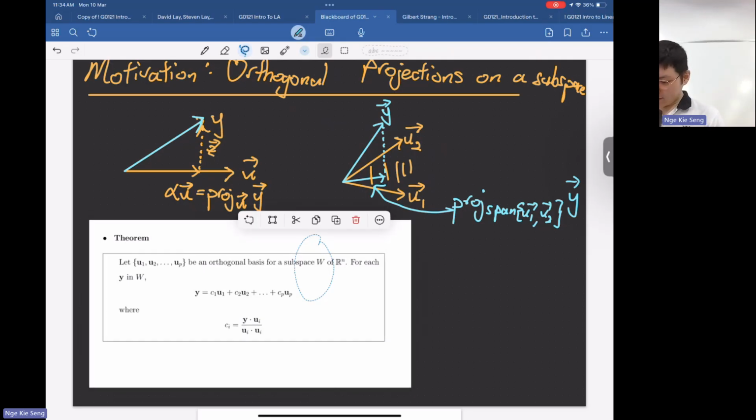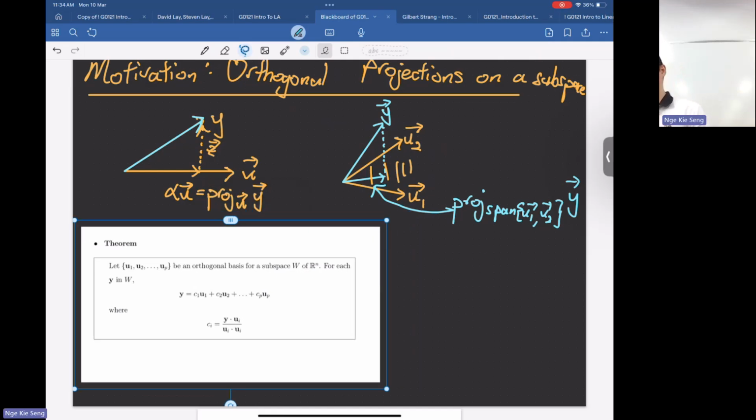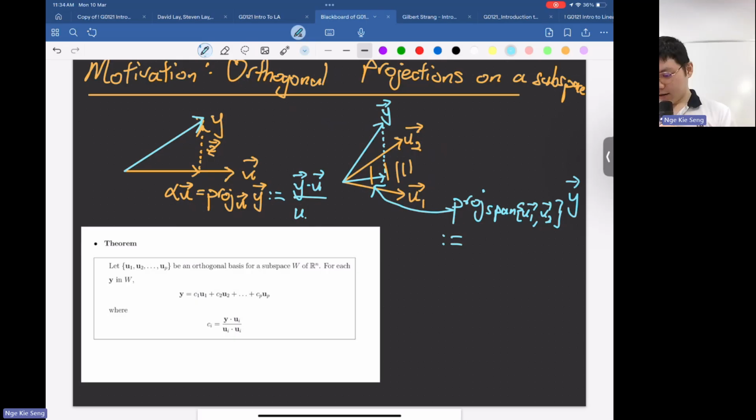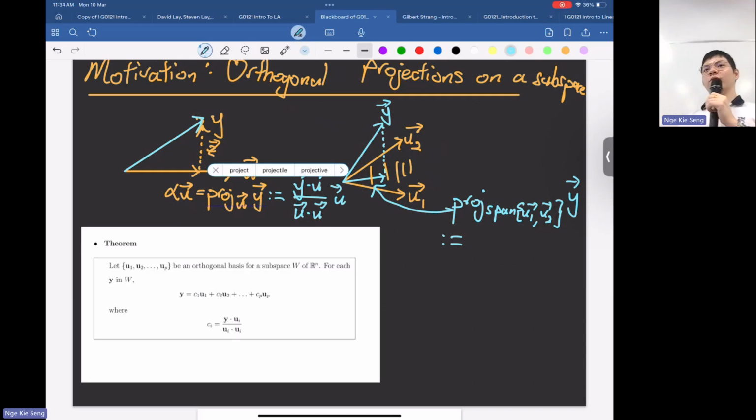One hint is that it is very similar to what we have in this theorem here. Let you think about it first. Let's not tell you the answer first. Maybe I give you a hint. Previously, how did we define this? We simply take y dot u, divided by the length of u squared, times u. But now you've got u1, u2. What can you do?